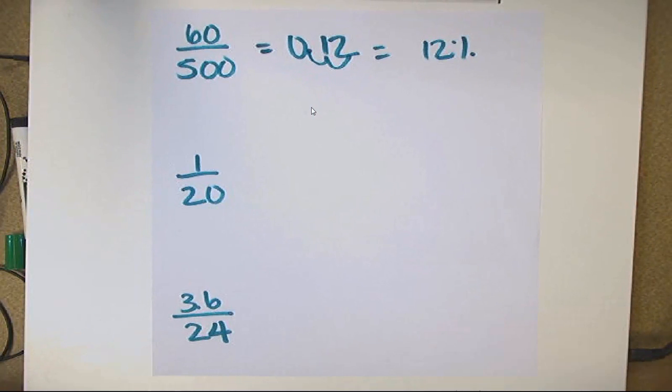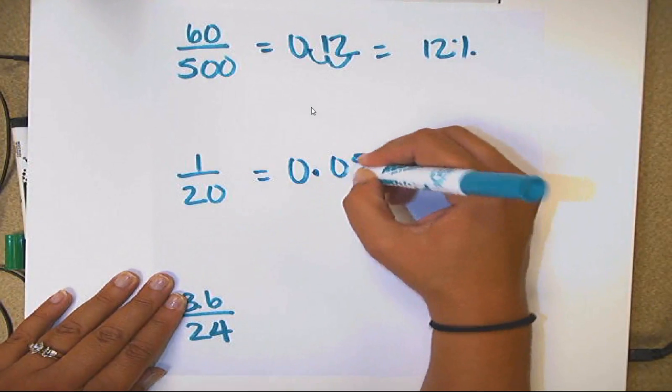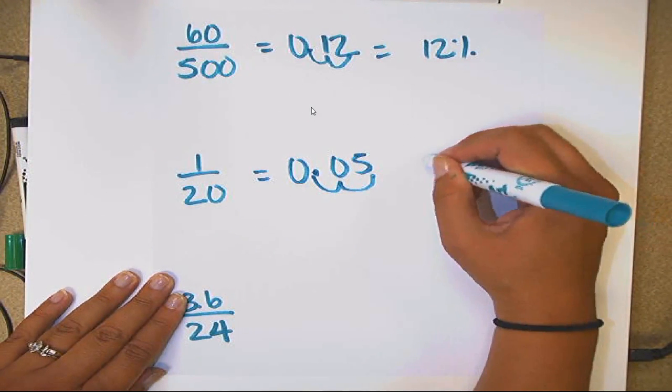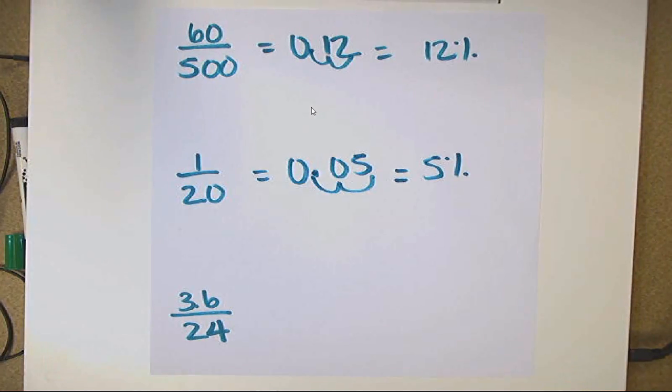The next one, 1 over 20, what percent is 1 of 20? I'm going to do my simple math. 1 divided by 20, I get 0.05. Move my decimal point over 2 spots, or multiply it by 100, and I get 5%. So I know that 1 is actually 5% of 20.